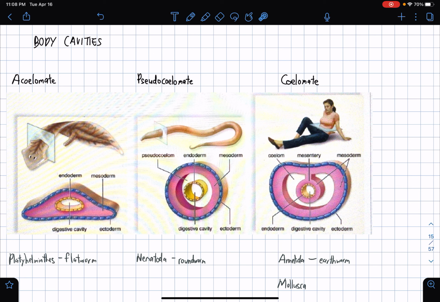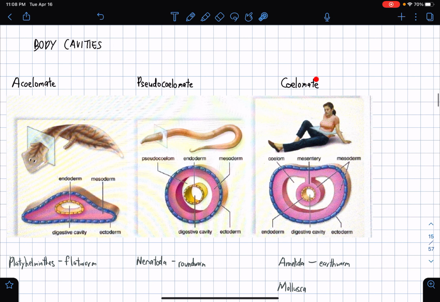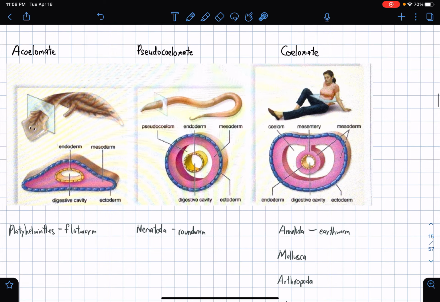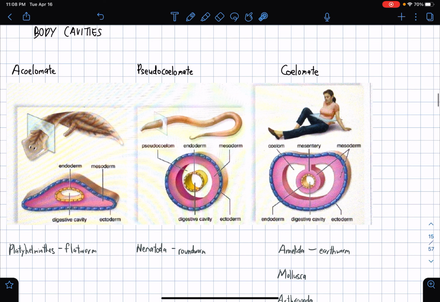So how do we differentiate the three body cavities? You can just look at the picture. So I suppose coelomate is the most complex. Acoelomate is the least complex, the most basic. And pseudocoelomate is in between those two extremes. And from the prefix pseudo, this term has to be associated with something false.